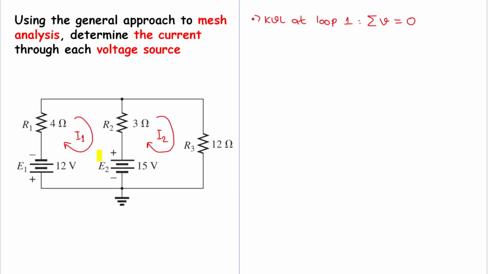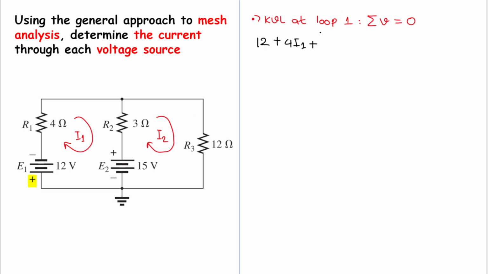Okay, the loop here is entering this 12-volt battery from the positive terminal, so we will have a positive sign. So I have plus 12, or I just write 12. Good. And we will have plus 4, and the only current that passes through it is I1. So I'll have 4 I1, because resistance times current is voltage, right? That is Ohm's law.